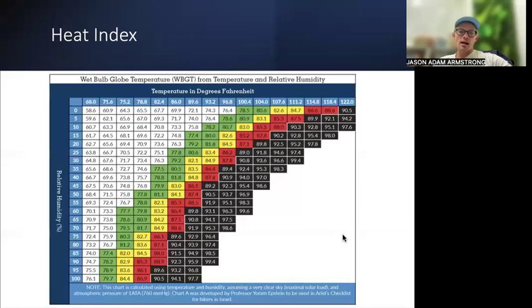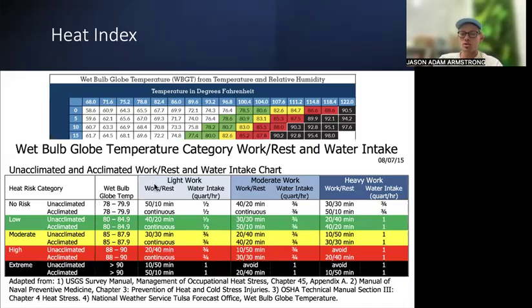Okay, heat index. So this is a wet bulb globe temperature. I ask a question about this, I promise, on temperature and relative humidity. So we know that humidity plays a large role in heat risk. The hotter it is, the more at risk I am. However, if it's really low humidity, my risk is much lower. So even at 100 degrees, if it's really low humidity, risk is much lower. The higher the humidity, the greater the risk. And that chart corresponds with this chart.